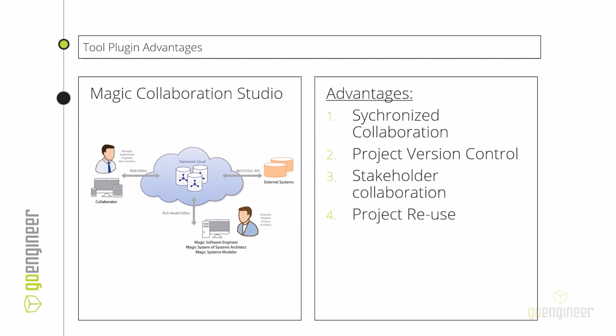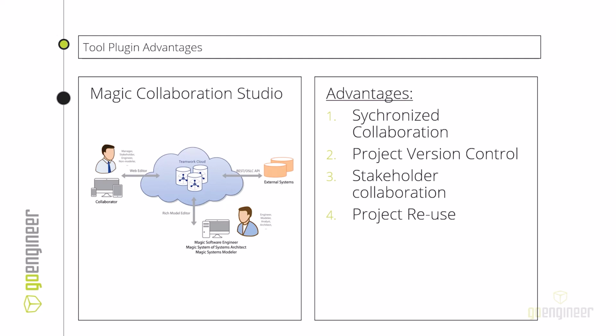And finally is Magic Collaboration Studio, and this is really one of the big ones that a lot of people are using. So Magic Collaboration Studio, or Teamwork Cloud, is an on-premise tool that allows you to host all of your projects on your servers so that multiple engineers and even different stakeholders can have access to all of your models at the same time. So it allows you to have different modelers working on different sections and be continuously updated with anything that's happening.